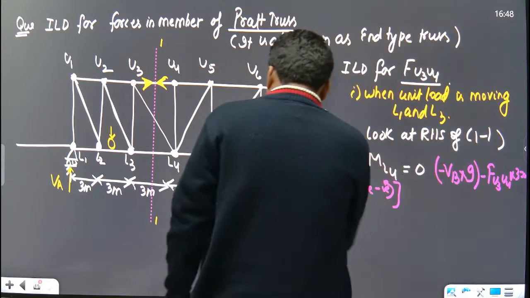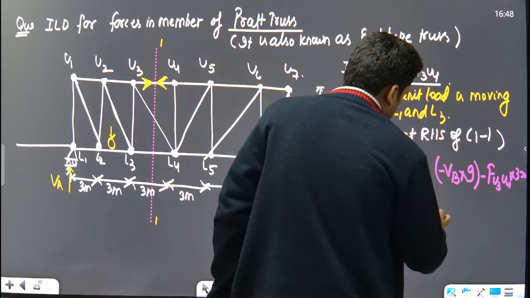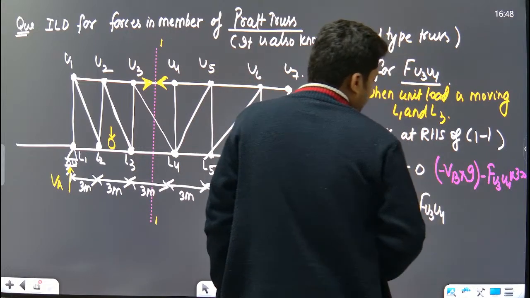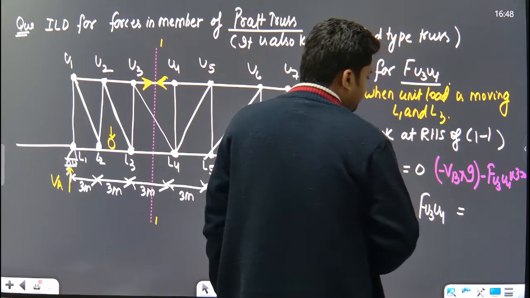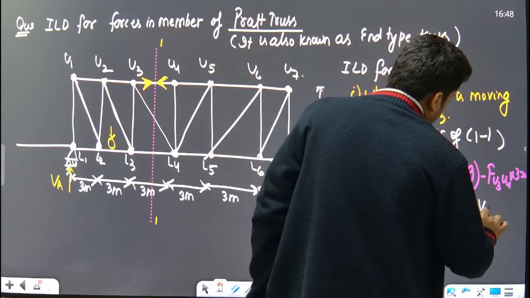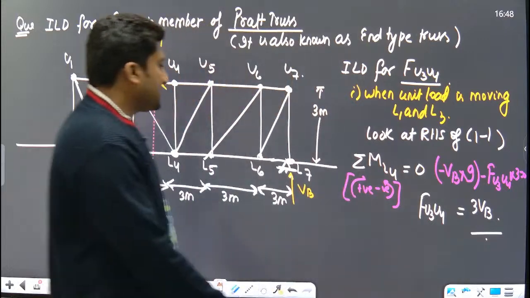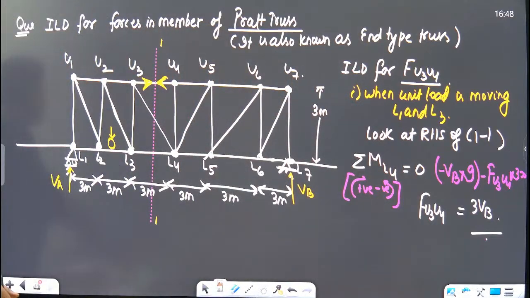So what is the force in the member U3, U4? The force in the member U3, U4 will be equal to 3 times of VB. 3 times of VB. Yes or no?